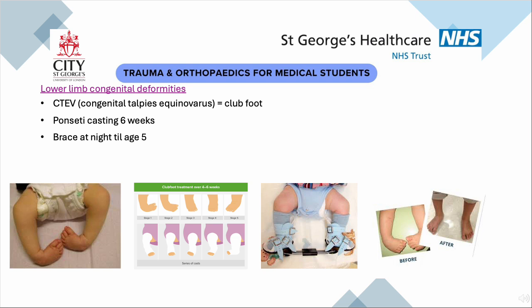And after 4 to 6 weeks, we tend to do a little tenotomy. We cut the Achilles tendon at the back of the ankle. And then after that, they go into something called boots and bars. You can see a picture of this baby wearing a pair of boots and bars here. And they wear those all the time for 3 months, and then just at night time and nap time until the age of 5.